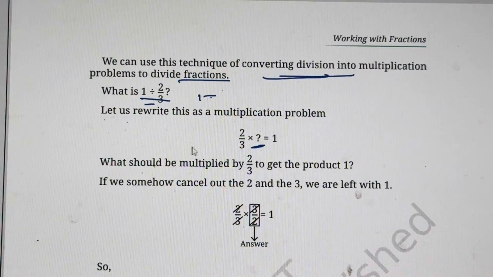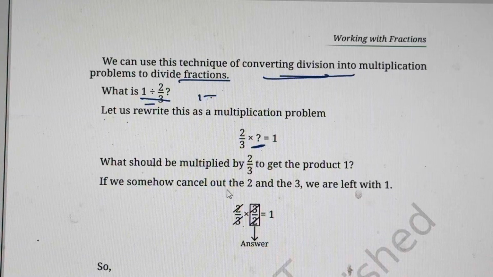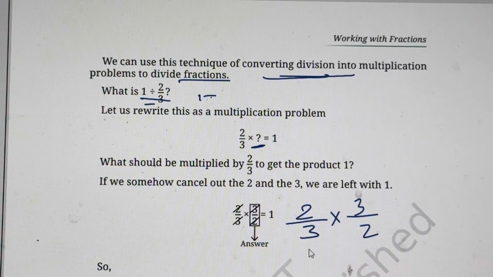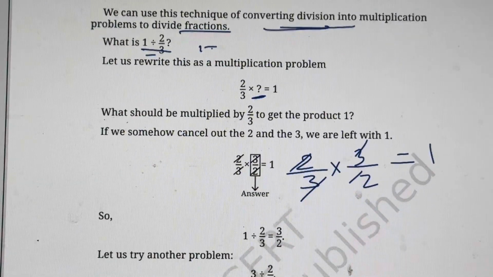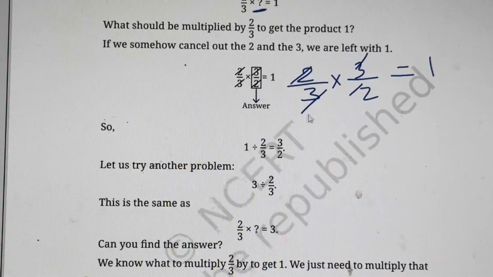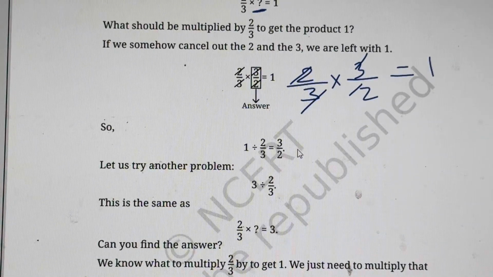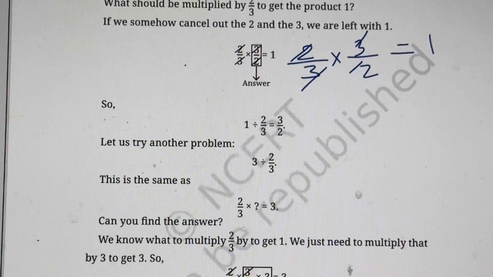Now if we somehow cancel out 2 and 3, we are left with 1. So what are the possibilities here? 2 upon 3, here 3 upon 2, so that we cancel 3, 3 and 2, 2, and we get the answer as 1. So what is our answer? 1 divided by 2 upon 3, the answer is 3 upon 2. This is one example. Let us see another example.